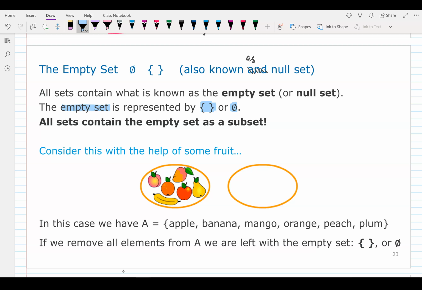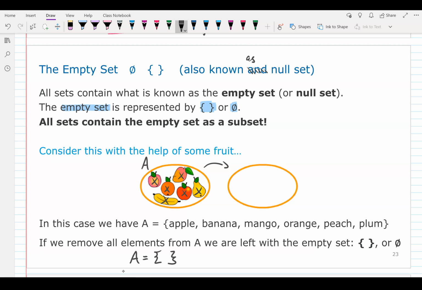So let's consider this with the help of some fruit. Okay, in this case we have the set A, which is apple, banana, mango, orange, peach, and plum. If we were to remove all those elements, so we take away the banana, we take away all the fruits, we just get rid of all of them, what are you left with? You're left with nothing, but you kind of have what's called an empty set. You almost have a space where your fruits used to be, but they are no longer there. So we can say that A, if you remove all the elements from inside of it, is still a set, it's just an empty set.